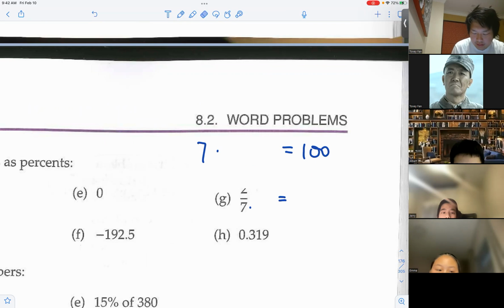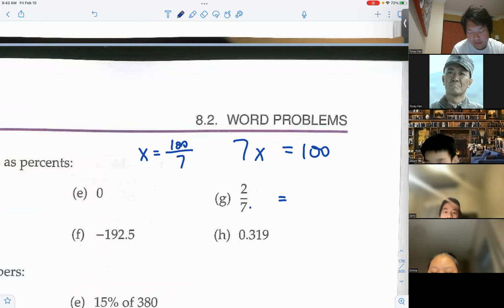How about this, Emma, Jerry? What if I say 7 times what? Let this unknown number be x, right? 7x is 100. What is x? You divide by 7, right? So 100 over 7. Make sense? It's not hard.